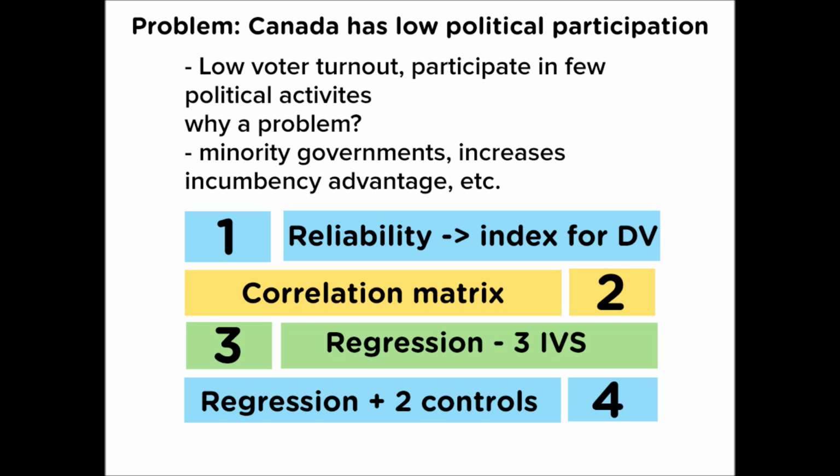First, we'll run a reliability test on our political participation variables to see how well they're related. Next, we'll run a correlation to see the relationships between our variables. Afterwards, we'll run a first stage regression to see how attitudes and knowledge play a role in political participation. After, we'll run a second regression introducing two new controls which capture one's feelings with their own power and understanding.